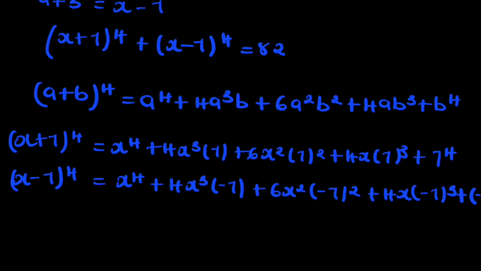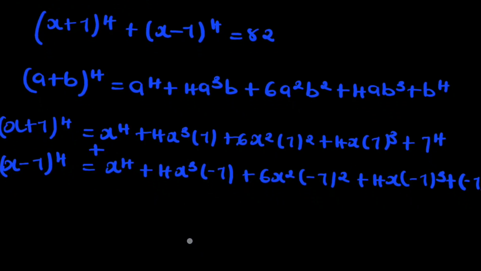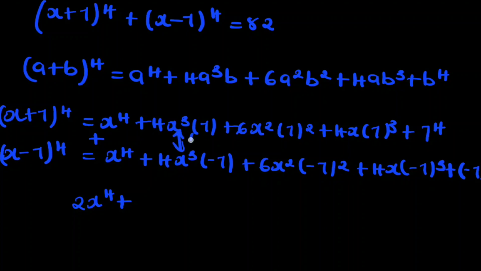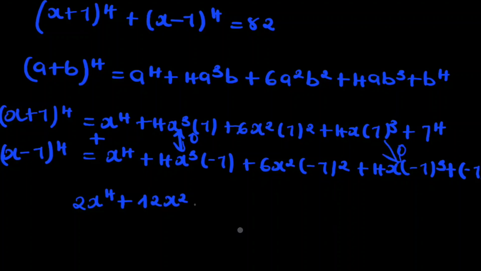In the original equation we have to add them. I'll just add them directly from here. So it's going to be 2x^4. Plus, this 2 will give 0. So we move to the next, plus 12x^2. This 2 will also give 0. So now plus 2 equals 82.